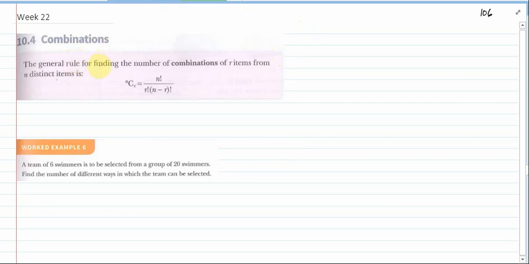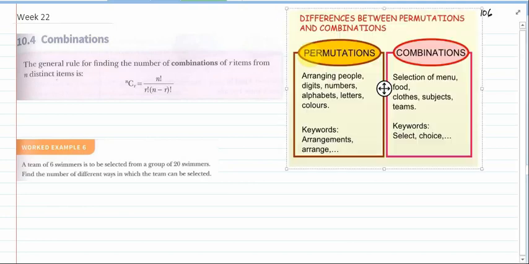So the basic difference is that in combination there is no specification for any arrangement. You can pick any item in any order, there is no requirement of fixed order. I searched for an image on the internet which is quite clear regarding the difference. A permutation is arranging people, digits, numbers, alphabets, letters, colors. Whenever you are arranging something, it leads to permutation. The keywords are arrangements and arrange.